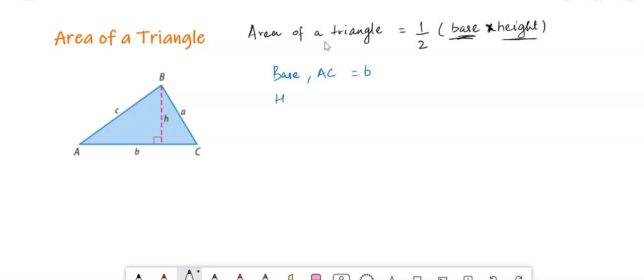The height of this triangle is, let's give it a value, let's say that this is D. So the height BD is H. Now, we have this couple of things and we need to find the area of this triangle. Now let's say that the angles in this triangle are known to us.